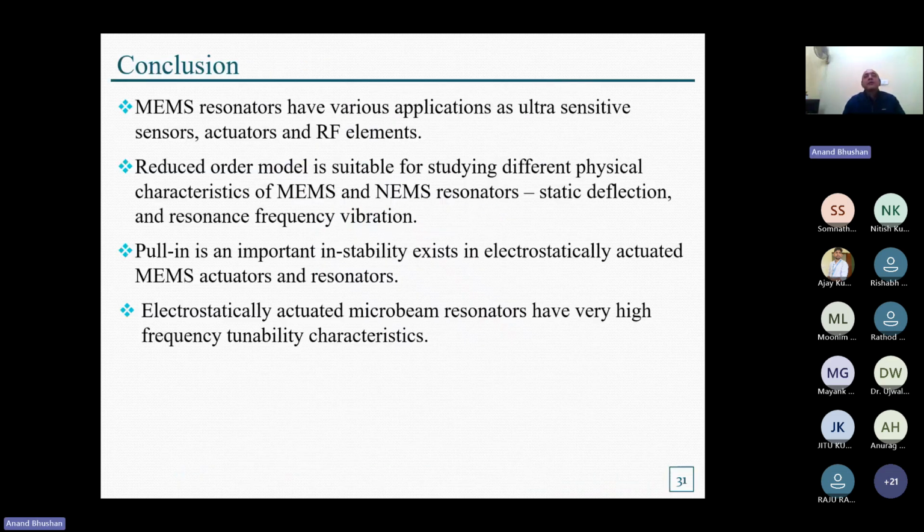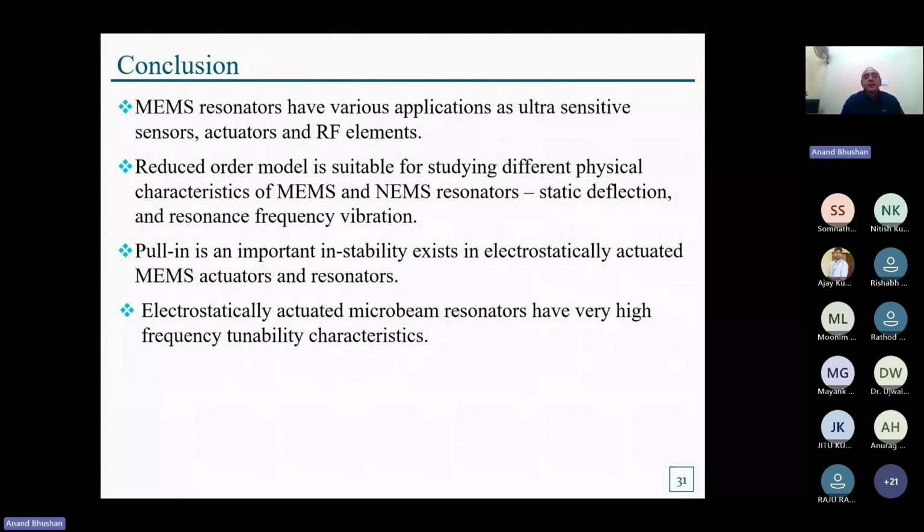So now we conclude this presentation. We can conclude that MEMS resonators have various applications as sensors, actuators, and RF elements. Reduced order model is a suitable method which can be used for simplified beam type resonators to study the various physical characteristics of MEMS and NEMS resonators, as we have seen in this presentation: static deflection and resonance frequency characteristics.